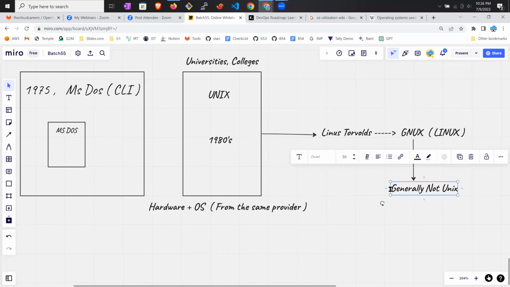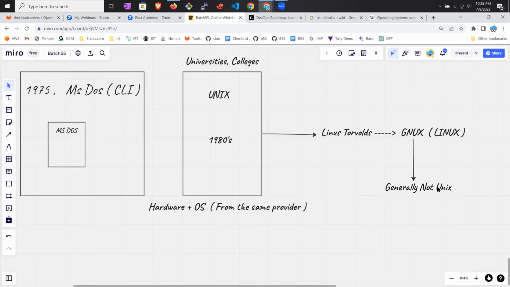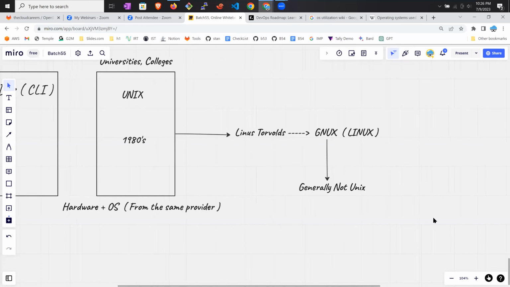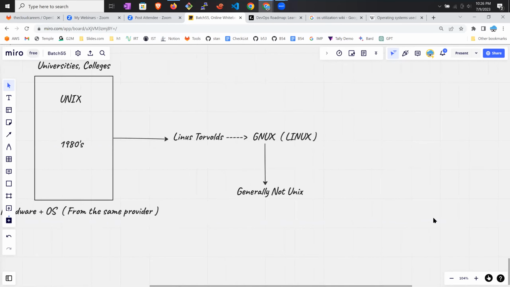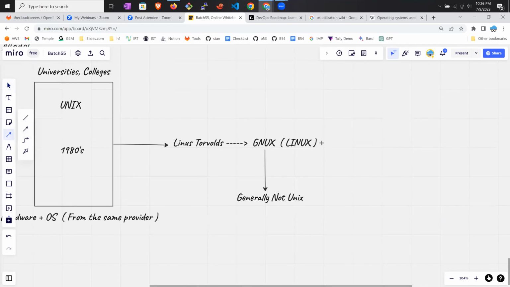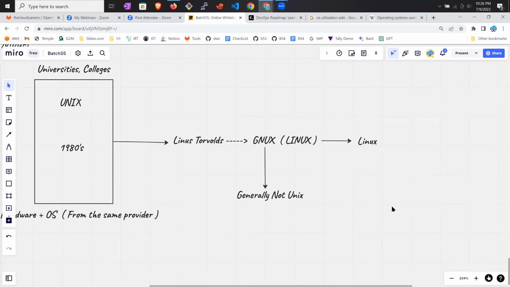They wanted to develop an operating system which should look like Unix, but should have the ability to run on any hardware of their choice. So that's where a new operating system, which is open source, came into the picture, called Linux. The main idea behind Linux is that it should be open source. I started using a new word.